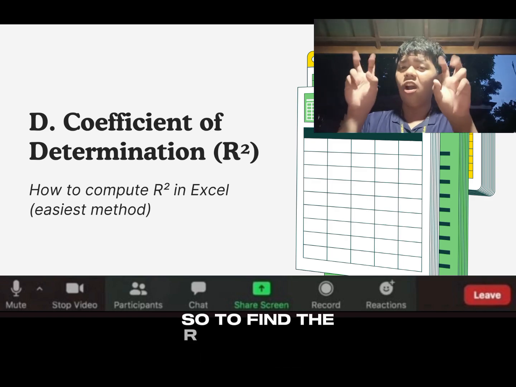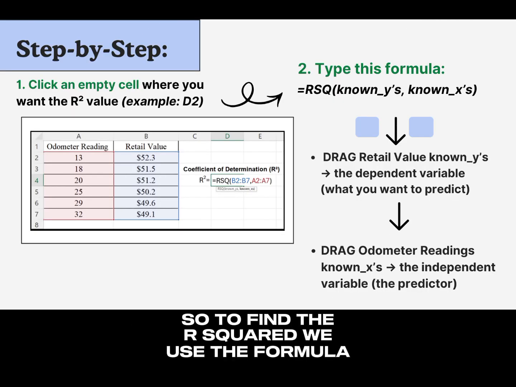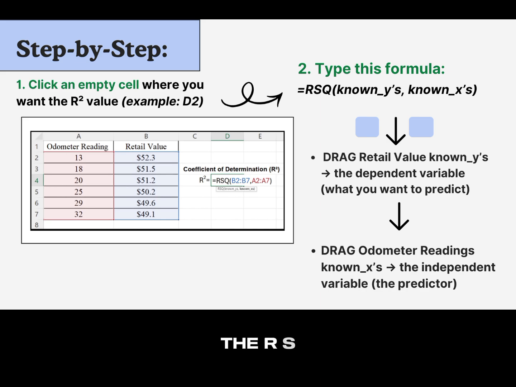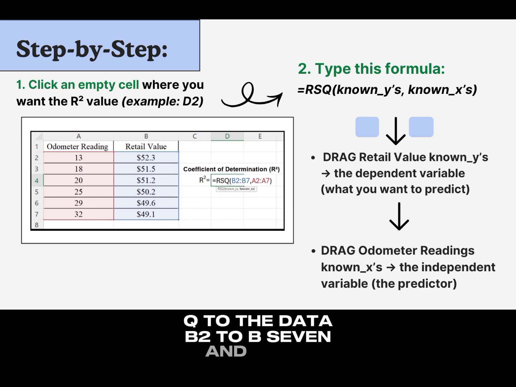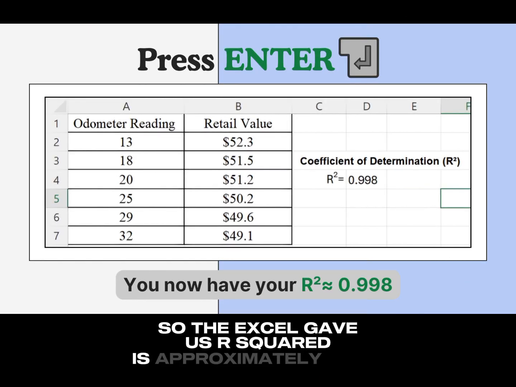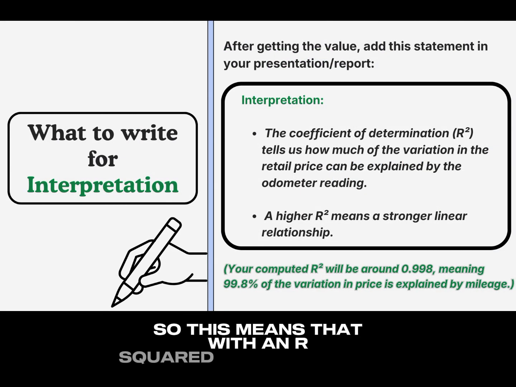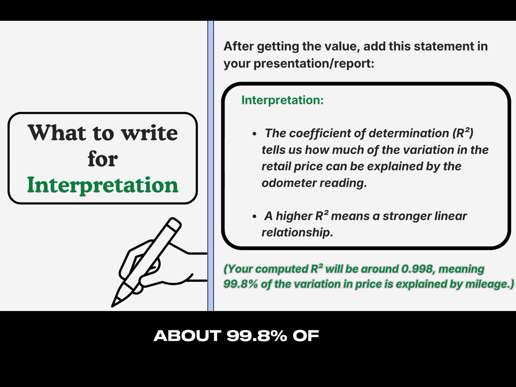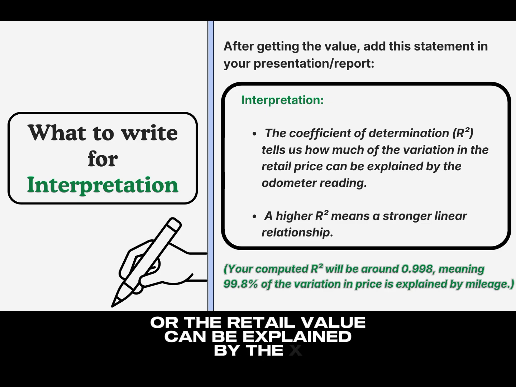So, let's move on now to the letter D, or the coefficient of determination, or the R squared. To find the R squared, we use the formula equal sign, RSQ, of the data B2 to B7 and A2 to A7. Excel gave us an R squared of approximately 0.998. This means that about 99.8% of the changes in the Y, or the retail value, can be explained by the X, or the odometer reading.